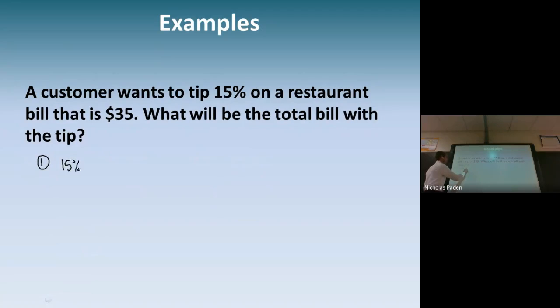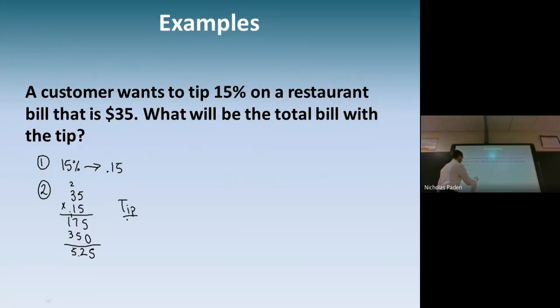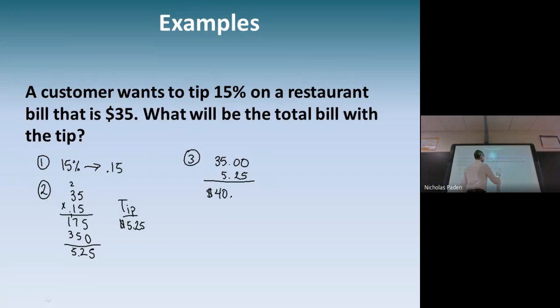So 15%, we're going to change that to 0.15. Step 2, we're going to multiply that by the price of the bill, which was $35. So 35 times 0.15, and we'll see what we get. Move our decimal point twice, and we get the tip is $5.25. So step 3, once again, tips are added onto the bill. So it's going to be $35 plus $5.25. And so the total cost of this meal, when everything's said and done, is $40.25. So that's the total bill that they would have to pay with the tip.